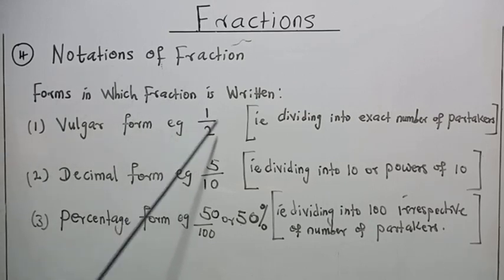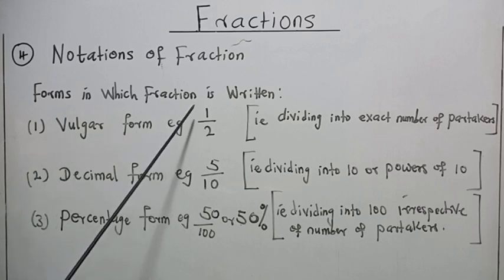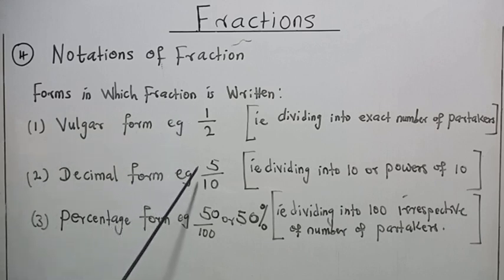1 over 2 is vulgar, 5 over 10 is decimal, 50 over 100 is percentage. In time though, a need arose. That need was to rewrite decimals and percentages in forms that could take less space in writing. Vulgar can remain the same way it has remained, but decimal form and percentage form could take different forms. And that now takes us to what we've been talking about, notations of fraction. That is different ways people choose to write fractions.